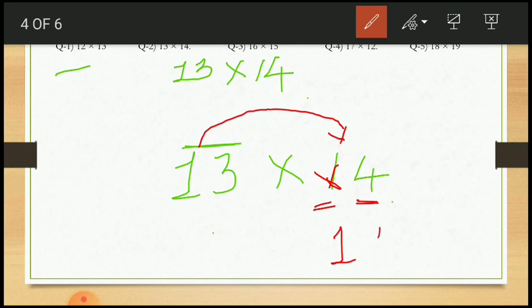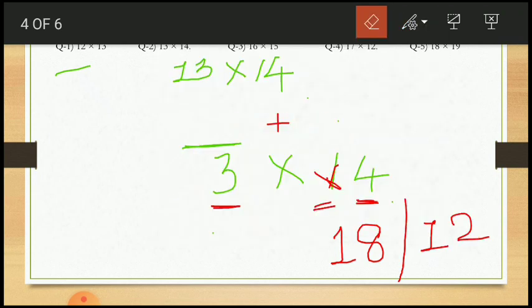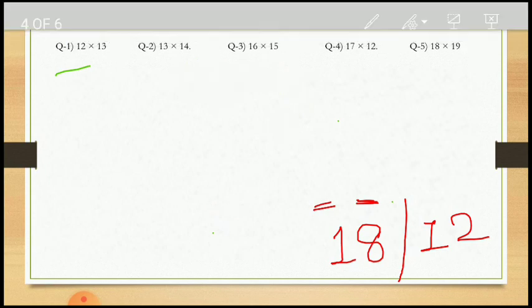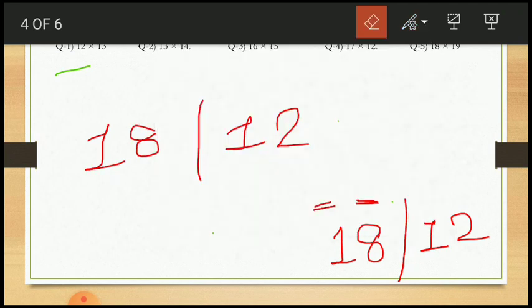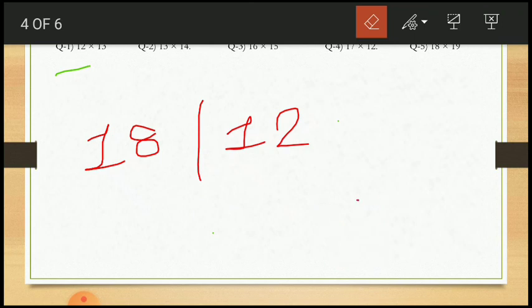Now in the downside, unit place into unit place, when you multiply 4 into 3, your answer comes 12. So here you write 12. Now here we have 18 and 12, and you have to apply the balance and carryover rule. What is the balance and carryover rule? You can check out our channel, or I explain it here also.